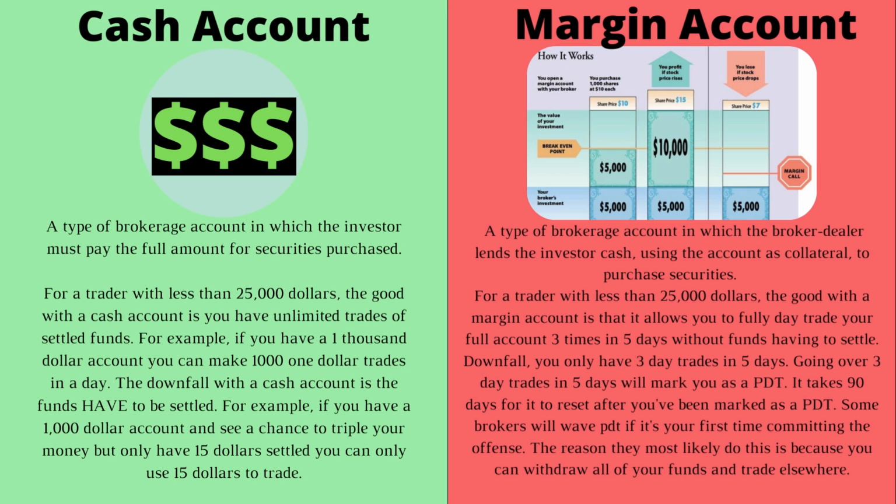A cash account is a type of brokerage account in which the investor must pay the full amount for securities purchased. For a trader with less than $25,000, the good with a cash account is you have unlimited trades of settled funds. For example, if you have a $1,000 account, you can make $1,001 trades in a day. The downfall with a cash account is the funds have to be settled. For example, if you have a $1,000 account and see a chance to triple your money but only have $15 settled, you can only use $15 to trade.